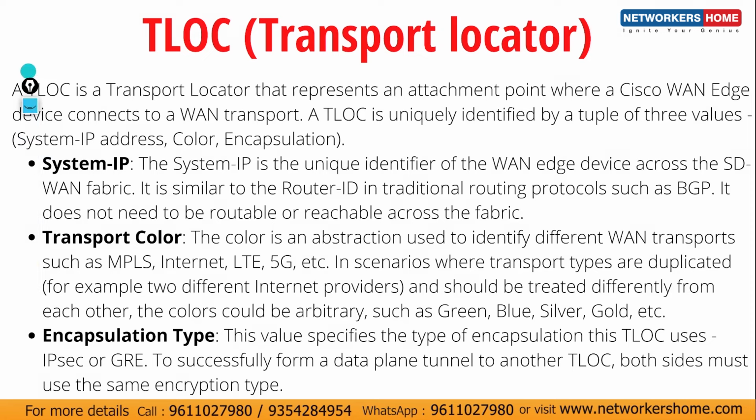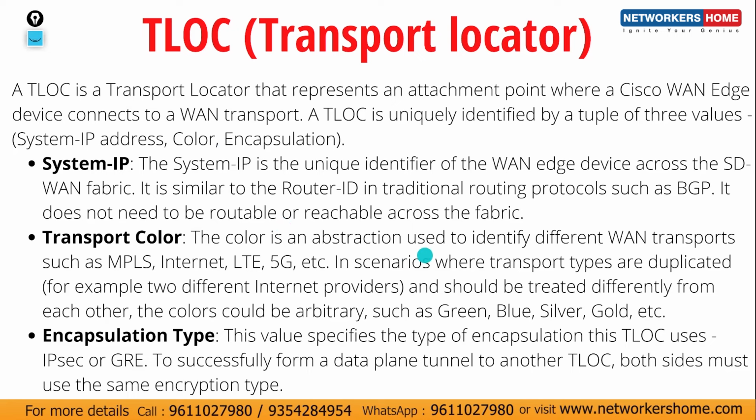Now, as you can see here, what are the values attached to a TLOC? A TLOC is uniquely identified by a tuple of 3 values: system IP address, color, encapsulation. System IP, as you are aware, is a very unique router ID kind of information, which is attached to each vEdge in our SD-WAN solution, and that basically represents the unique router ID in the network. It acts like a router ID. Even if it is not routable, you can give any IP, that's absolutely fine.